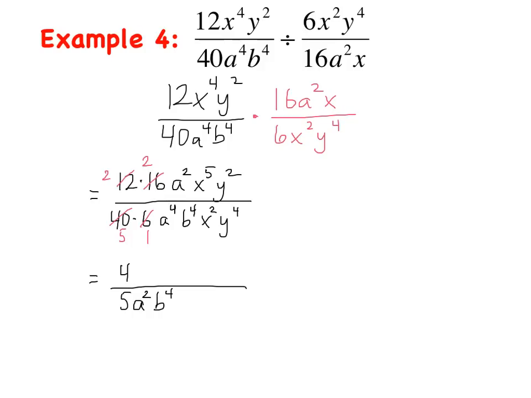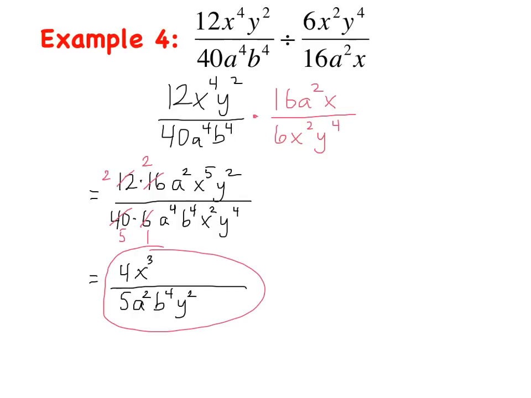in the denominator. Taking a look at our x's, we've got x to the fifth over x squared. There are more x's in the numerator, so they stay in the numerator, and we subtract. 5 minus 2 will give us x cubed. Looking at our y's, y squared over y to the fourth. More y's in the denominator, so we subtract and they stay in the denominator, y squared, and there is our final answer.